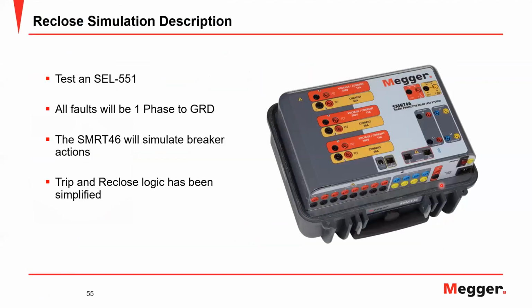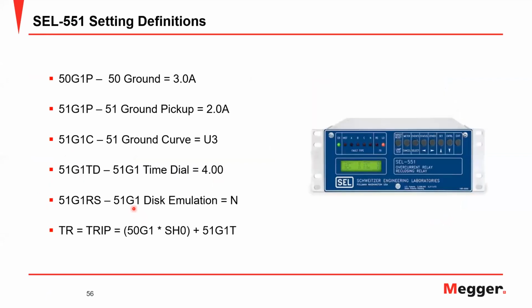Okay. So now we're going to move into the product demonstration process. We're going to be testing a Schweitzer 551. All faults will be single phase to ground. SMRT 46 will simulate breaker actions, tripping and closing. And in the relay itself, I have severely simplified the logic, and you'll see a little bit of what that is. Okay. The settings we'll be testing are very simple.